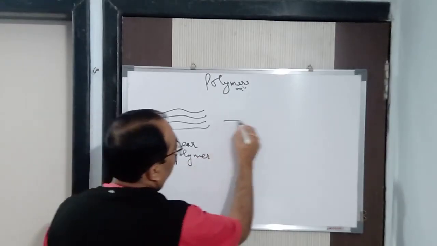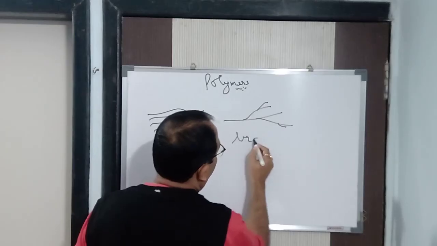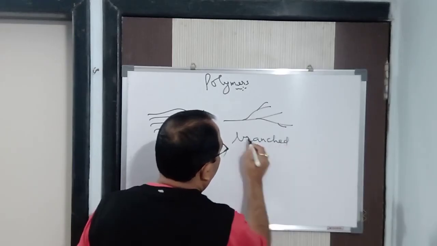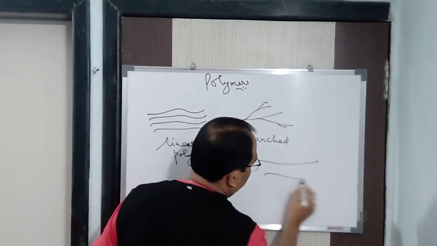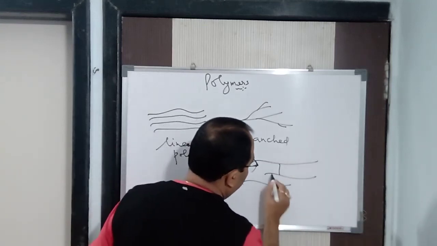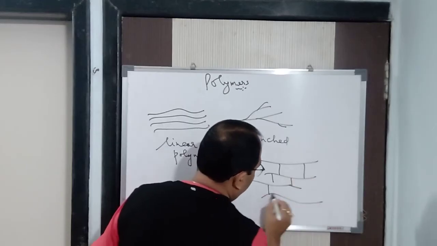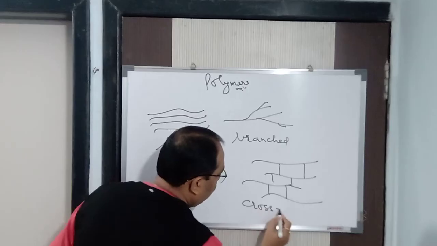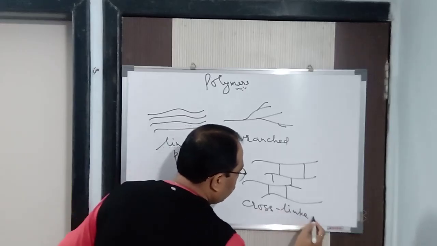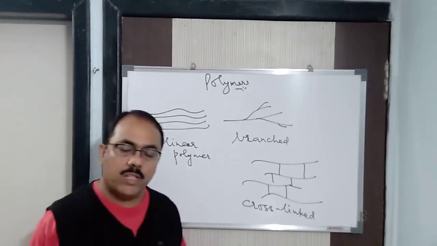Now this is your branched polymer. Branched polymer, this one is. And this is your cross-linked, a combination of branched and linear polymer. This is your cross-linked, or I should say network polymer. Cross-linked polymer or network polymer is also what it is called.